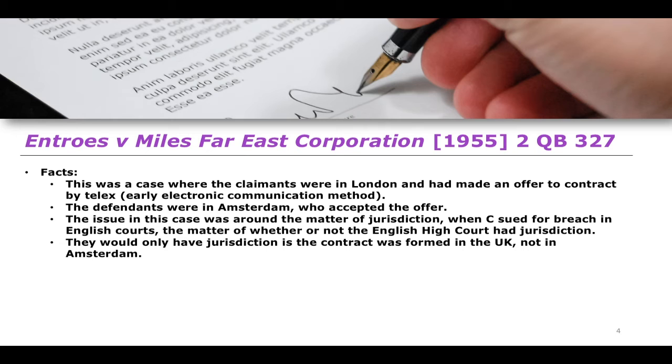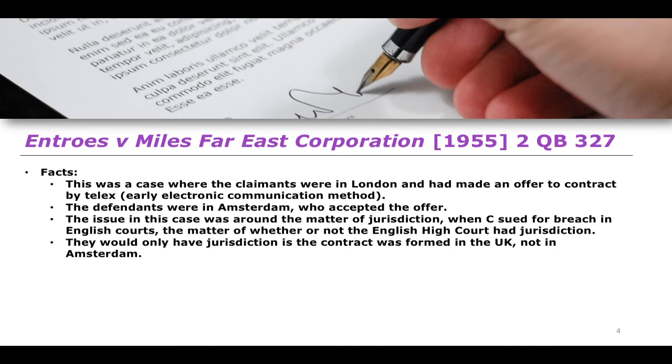So if we think about this communication, you have an offer going from London all the way to Amsterdam, and then you have an acceptance of that offer going from Amsterdam back to London. So if the acceptance of the offer validates the contract at the point at which it was accepted, it would have been accepted in Amsterdam, and so as a result of which the English High Court would not have jurisdiction, because therefore the contract would have been created in Amsterdam when it was accepted.